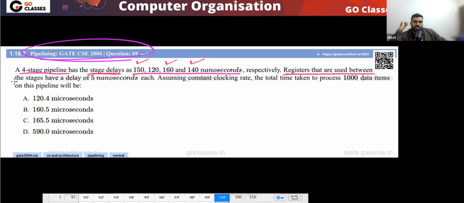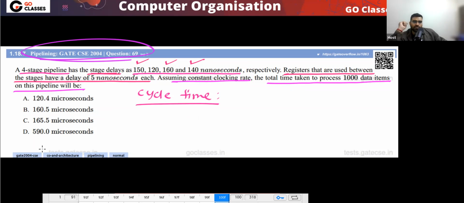Okay, so every register has 5 nanosecond. Assuming constant clocking rate, the total time taken for 100 data items in the pipeline will be... So very easily you can see that. First of all, you tell me what is the cycle time. How much should be my cycle time?